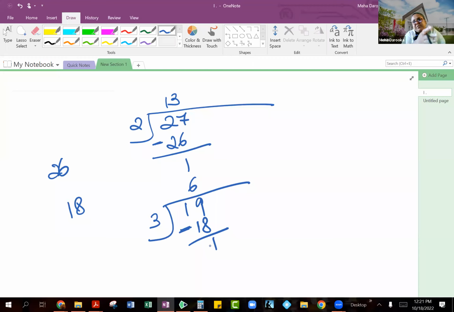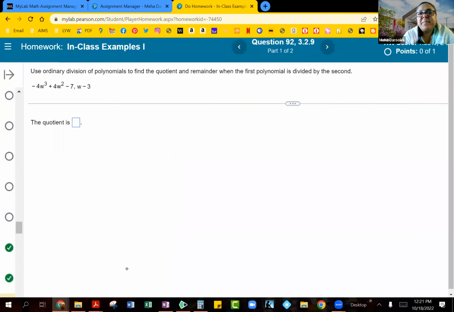Now we're just transferring this over to polynomials. Let's take a look at this example and try to do the same thing here. It says using ordinary division, which means using long division. That's what your textbook calls ordinary division. Use ordinary division of polynomials to find the quotient and the remainder when you divide the first polynomial by the second polynomial. So this is your first polynomial, and this is your second polynomial.